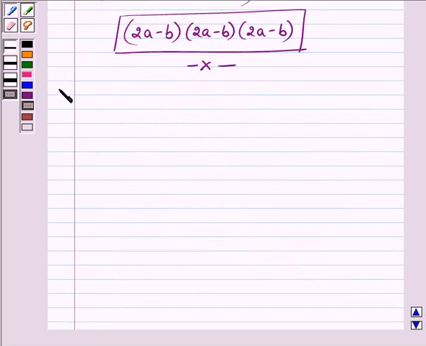And now proceeding on to the third part, which is 27 minus 125a cube minus 135 into a plus 225a square. Now here 27 can be written as 3 whole cube.